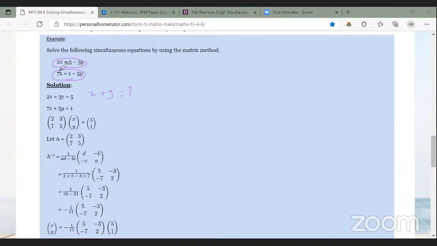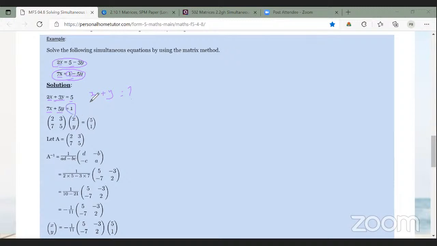So you can see here 2x, it's there. And then because negative 3y is on the right side, we want to move it to the left side. You change the sign, so it's positive 3y. And then the 5 stays the same because it's still on the right hand side. And the same concept goes for 7x here. And then the negative 5y, because we're moving it from the right hand side to the left hand side, you do positive 5y equals 1.